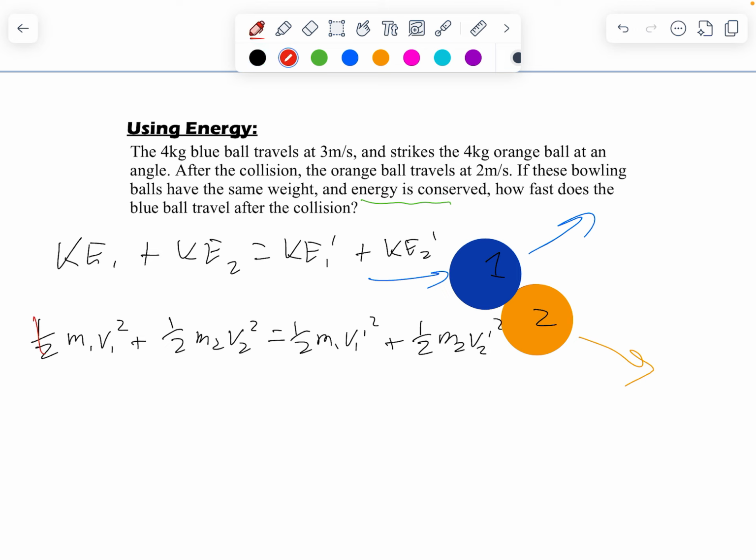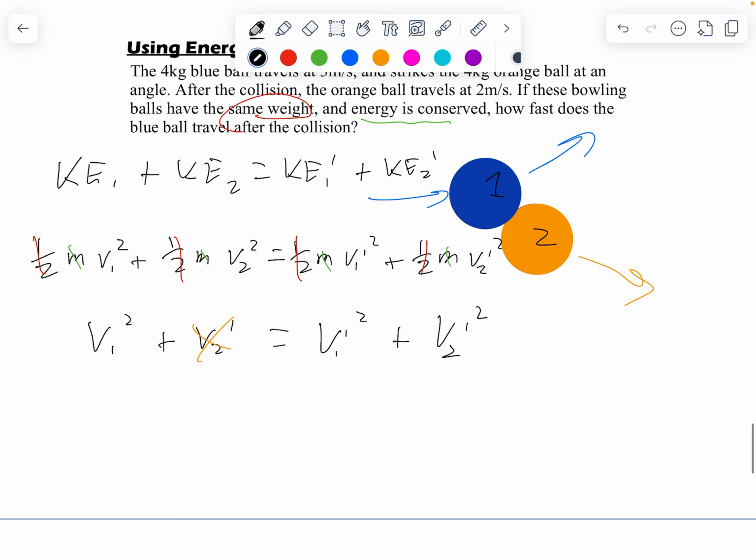I can cancel out the 1/2s because they appear in every term, and they also say the same weight. Remember, weight is mg, so if they have the same weight, they have the same mass too. So these m's are really all just the same m, and they appear in every single term, which means I get to cancel those out too. Goodbye, goodbye, goodbye, goodbye. Then I'm left with v1 squared plus v2 squared is equal to v1 prime squared plus v2 prime squared. Even better news: the orange ball is initially at rest. It's not moving. We have to use conservation of energy to get to this, but we get this really simple relationship.